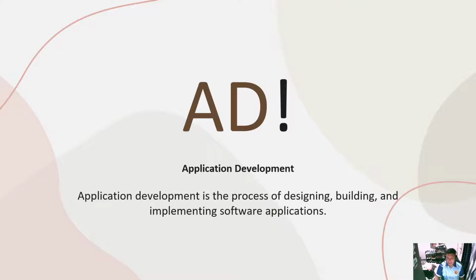Application development is the process of designing, building, and implementing software applications. So in our course this semester, we have to do three major things: we are going to design an application, build an application, and also implement this application. Sorry to mention four at first. This is a very interesting courseware because we are going to develop an application.